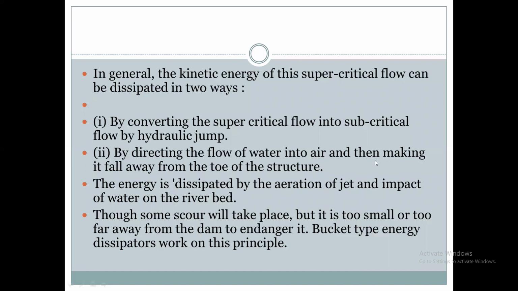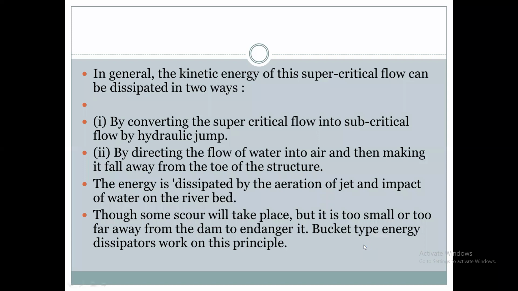A jet is formed in different types of spillways. Water flows over the spillway and falls at some distance. So during the flow of water, there is an impact of water on the river bed. You can see one example.